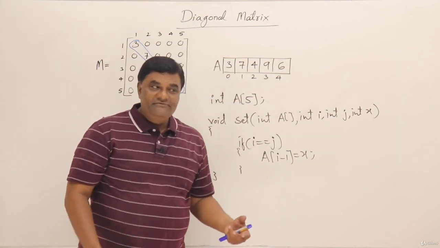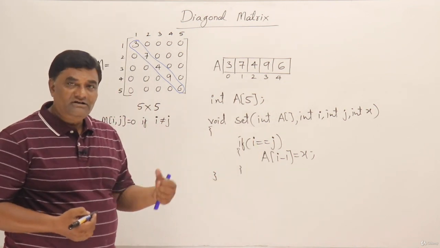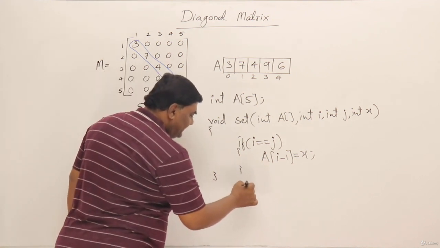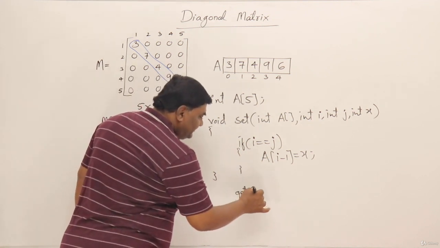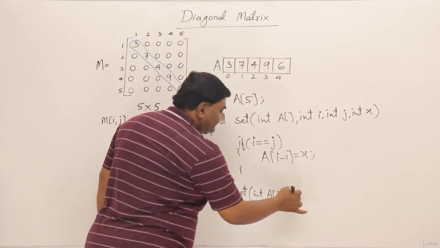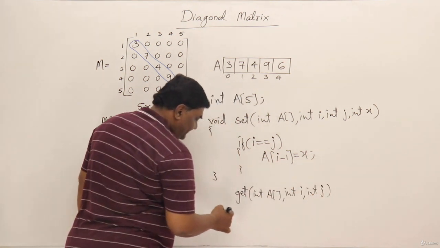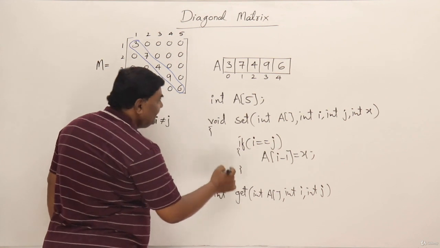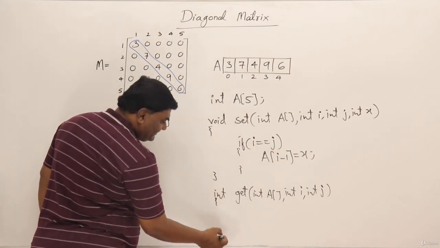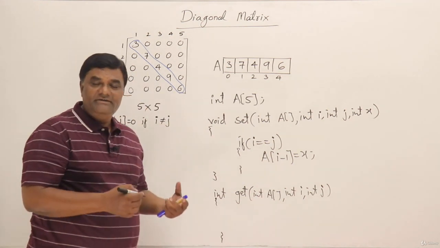Now I need a function for reading or retrieving the data from some row number and column number. So for that, I will write a function called get. This also needs an array, and it needs the indices i and j, that is row number and column number, and it has to return the element. So whatever element we want to retrieve, it has to return it, so the return type is integer.